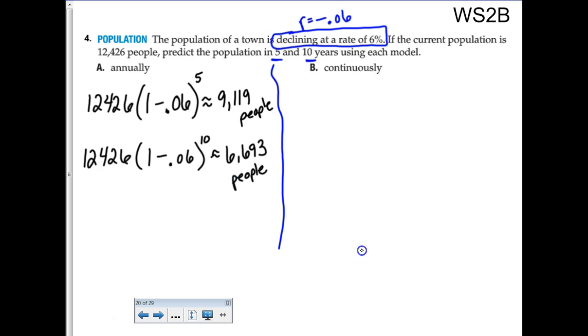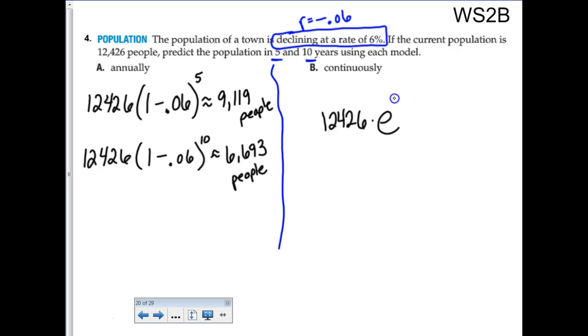Now let's do totally different math because we're going to use a different scenario here. We're going to be declining continuously. So continuously means you use the PERT formula. P times E to the RT power. So let's think about this, guys. We started with 12,426. You're going to multiply it by E. Now your rate is declining at 6%.